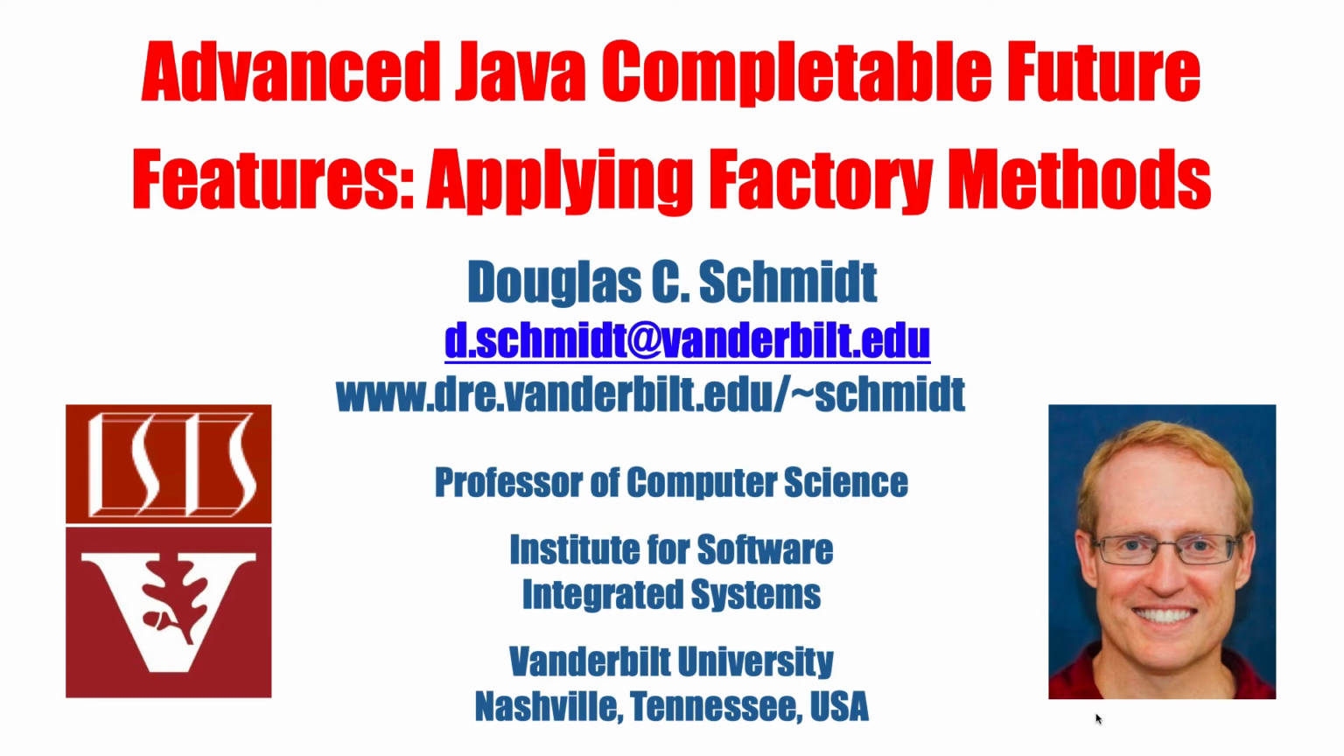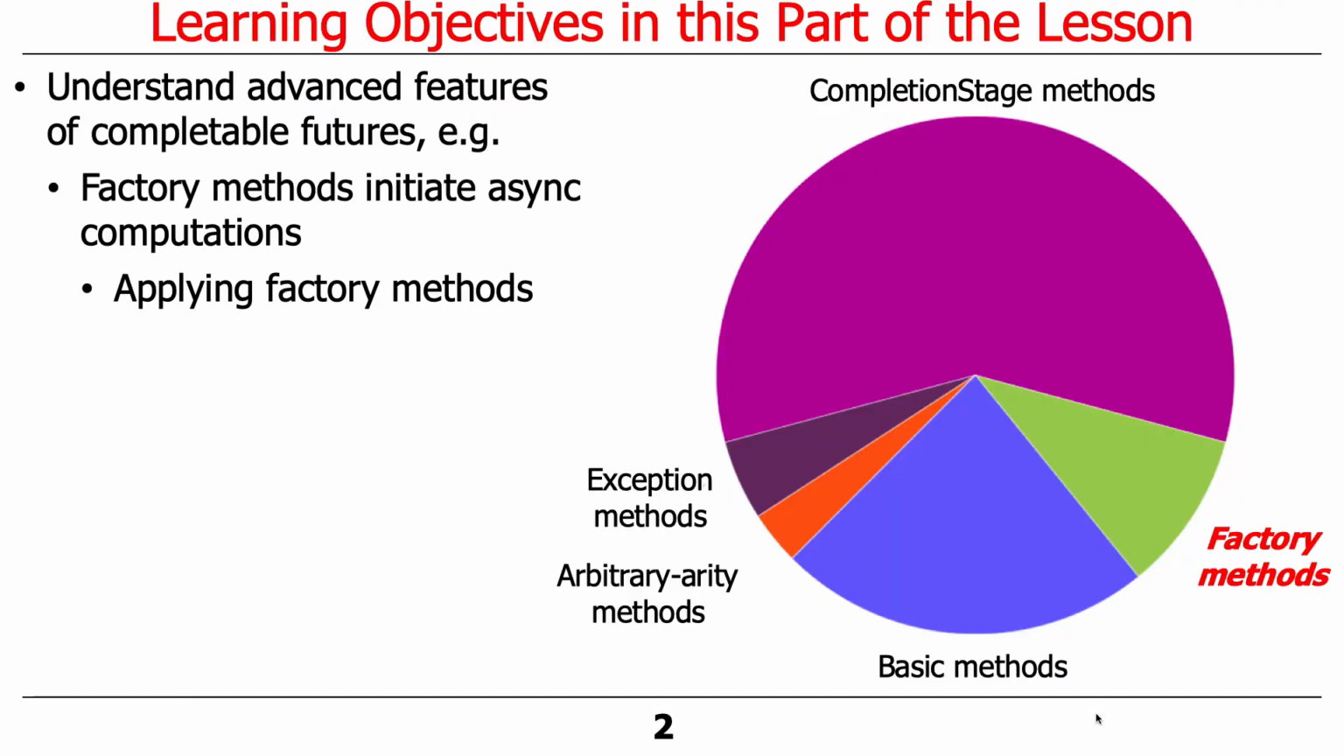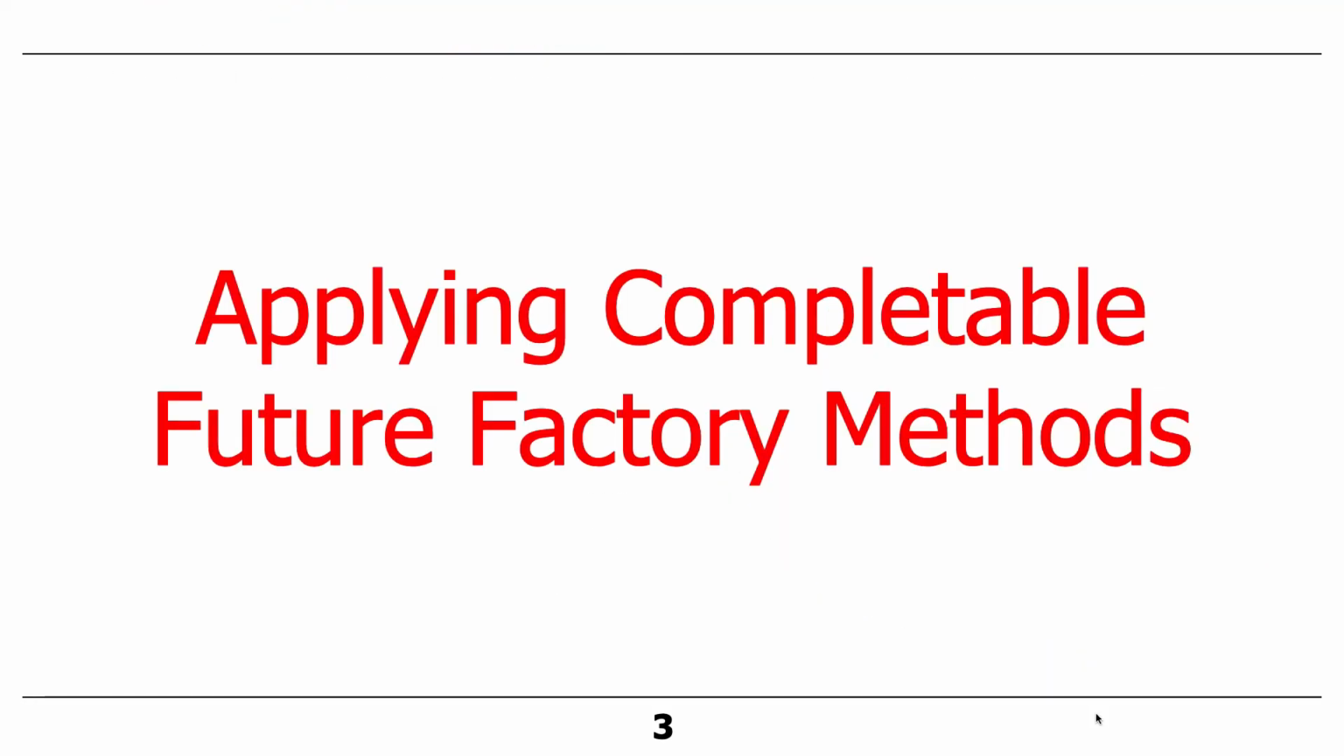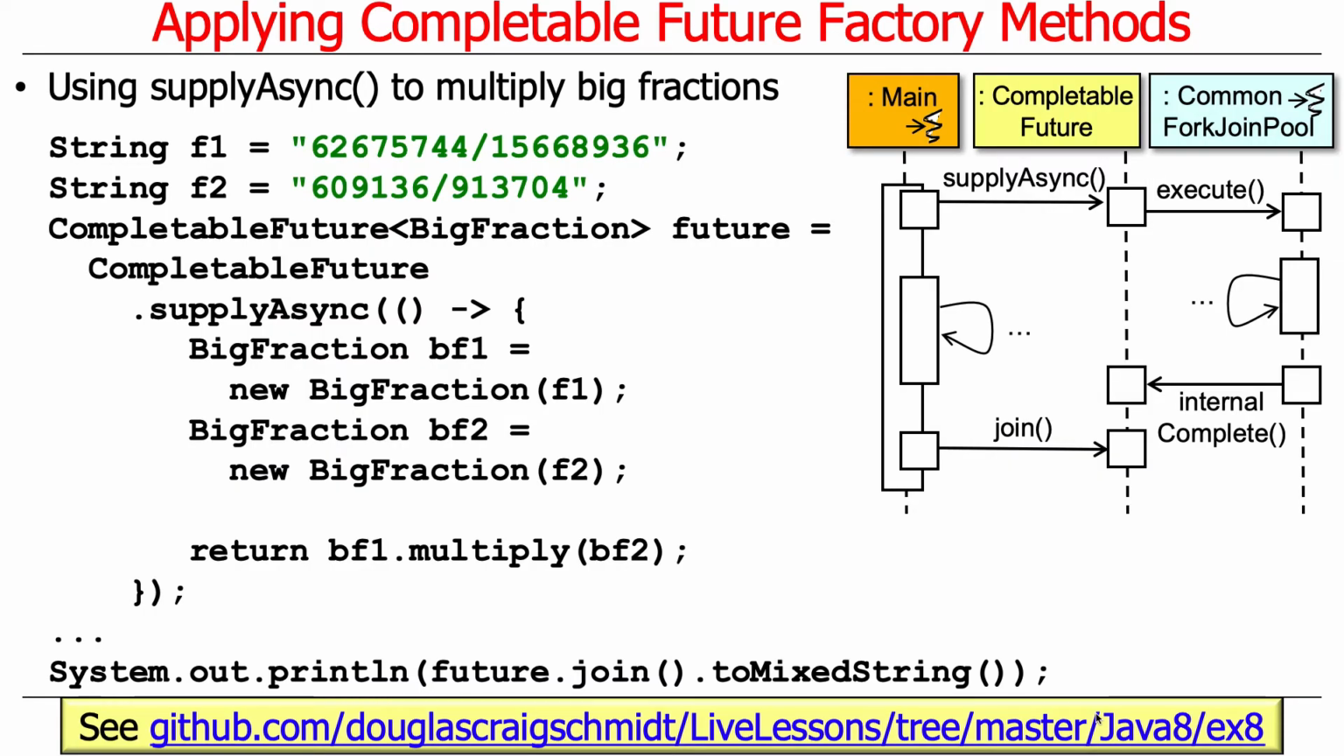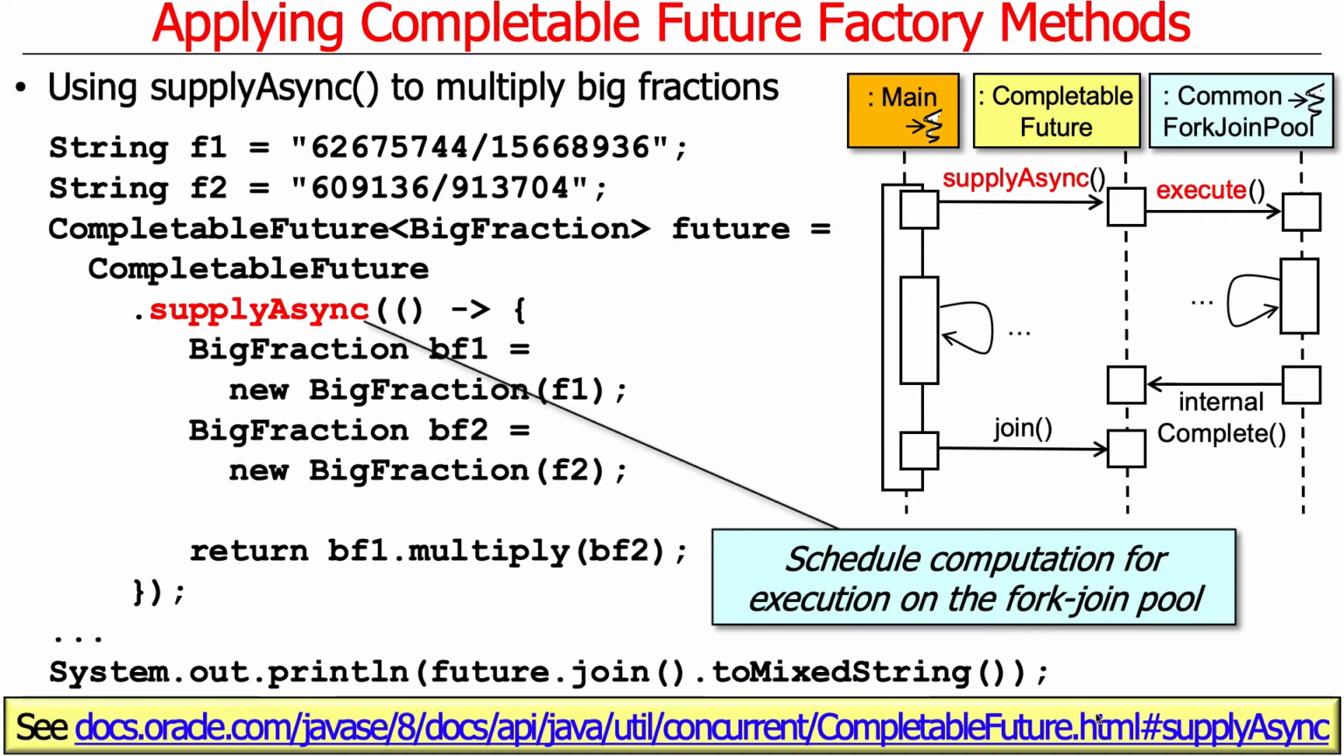So now that you've seen some of the variants of factory methods, let's see how you could apply them. We will demonstrate how to apply the factory methods in the context of our BigFraction multiplication example. You'll see this is very similar to what we had before, except rather than creating an incomplete CompletableFuture, spawning a thread, and then completing it when it's done, we're going to make our lives much easier here by simply using the supplyAsync factory method.